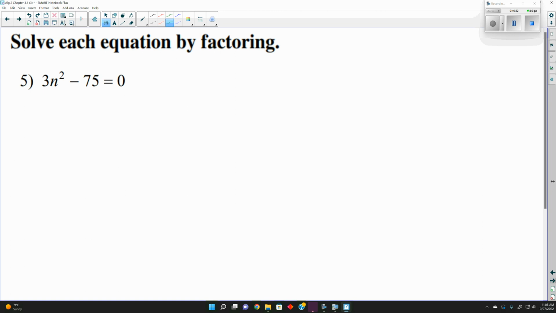Three n squared minus 75. So it is equal to 0, so that's good. Is there a greatest common factor between these two terms? Well, 3 will go into both of them, yes? Because if we factor a 3 out of 3n squared, we're left with n squared. And 3 out of 75 is indeed 25.